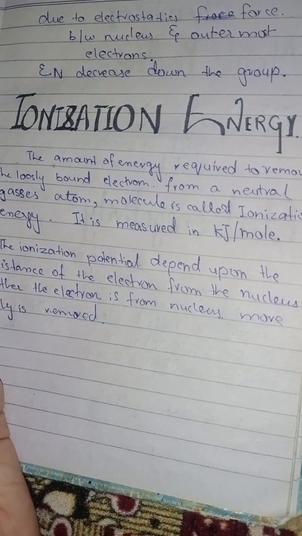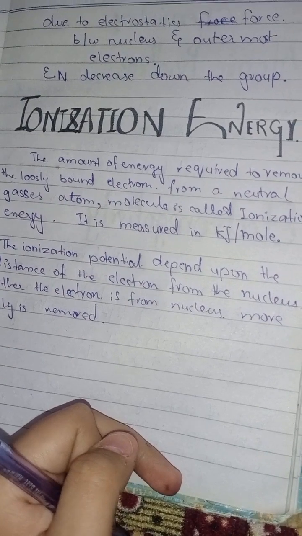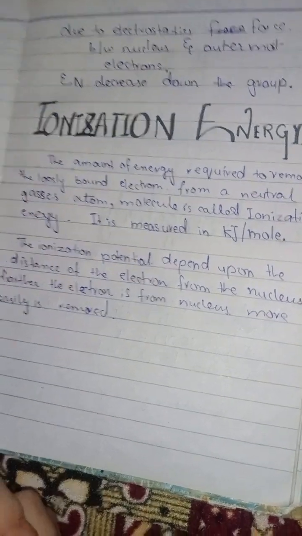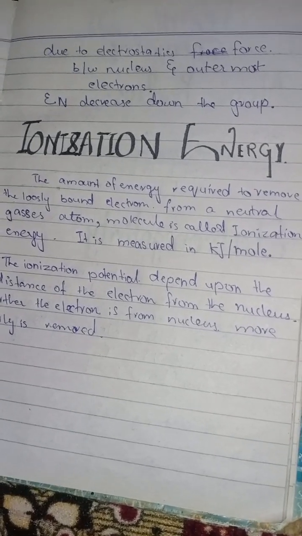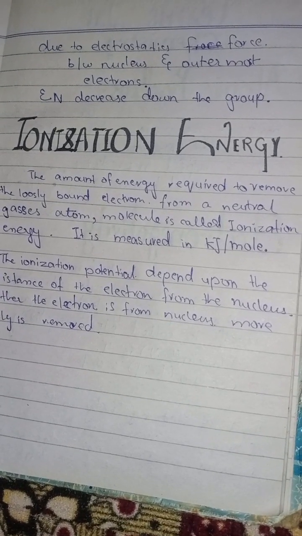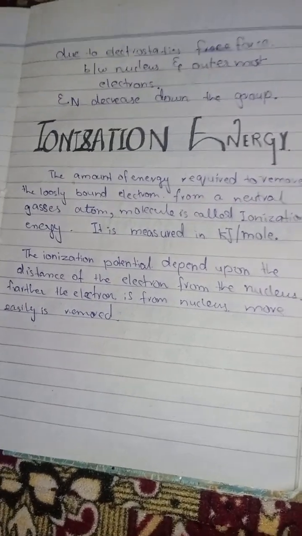Okay, so when one electron is removed, the increased nuclear charge attracts the remaining electrons more strongly. For example, when one electron is removed, the nuclear charge attracts the remaining electrons very tightly or more strongly. Okay, so this was the ionization energy.